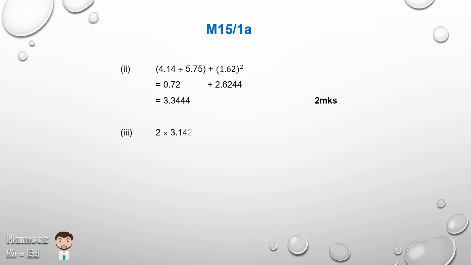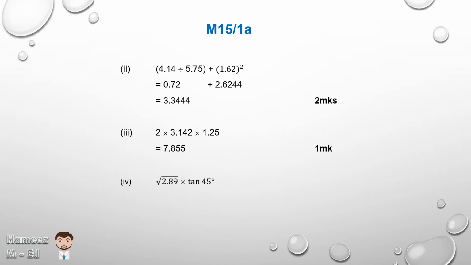Now in part 3, 2 times 3.142 times 1.25, and simply substitute into our calculator, and we will get 7.855 for 1 mark. And in part 4, what's the square root of 2.89 times tan 45 degrees?